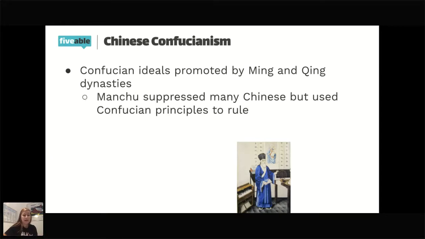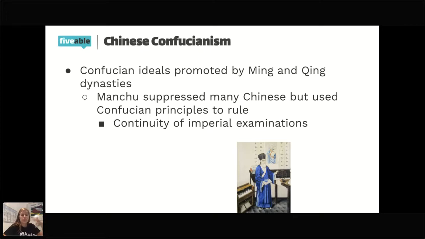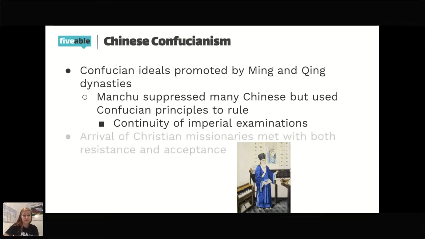Even though they suppressed many Han Chinese cultural traditions, they're going to adopt Confucian policies and principles to govern, which helps legitimize their authority. Both the Ming and Qing dynasty are also going to use the imperial examinations in order to get more bureaucrats to help govern their ever-expanding empire. And really the cornerstone of the imperial examinations is Confucian ideology and Confucian scholarship.